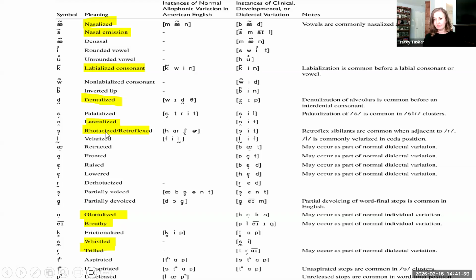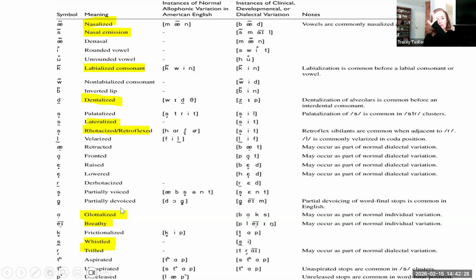Rhoticized is something which could be typical. If they're working towards producing their R's, they may not quite reach the target, but it may have a rhoticized coloring or value to it, meaning that they're getting closer to meeting it, but they didn't quite meet the articulation target for the different versions of the sound.